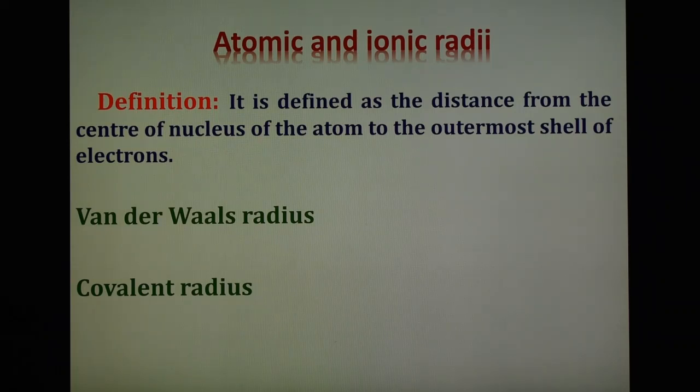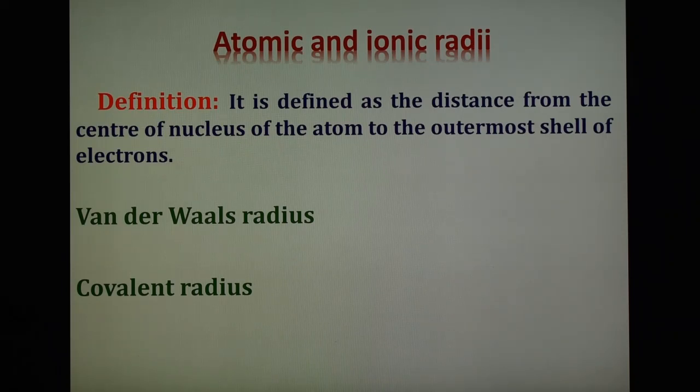So first we are going to see atomic and ionic radii. The atomic size is a very important property of atoms, because it is related to many other chemical and physical properties. When we deal with the atomic size, the atom is assumed to be a sphere, and its radius determines the size. In general, atomic radius is defined as the distance from the center of the nucleus of the atom to the outermost shell of electrons. This is called atomic radius.